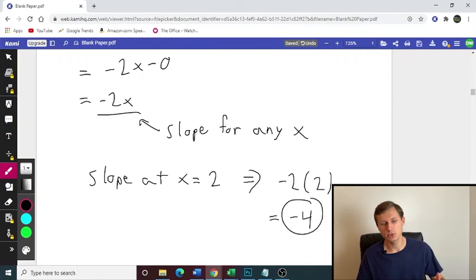And that's going to do it. Those are some good examples of how we would use the limit definition of derivative to find slopes. And yeah, that's pretty much it. That's everything you need to know about limits.